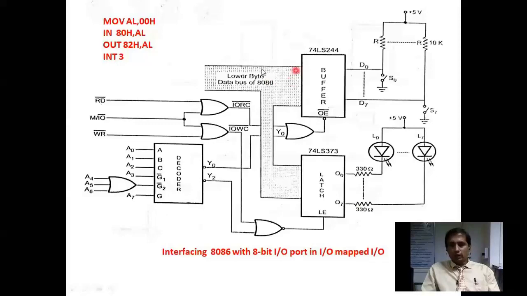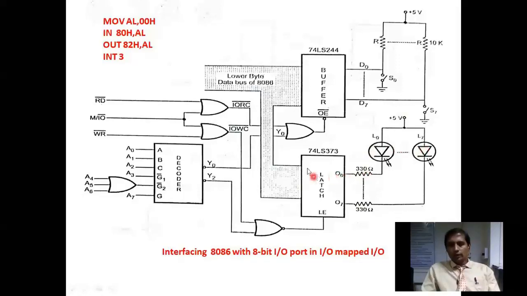After receiving the data from the input port, the lower byte of the processor transmits the same data to the latch. Whatever data is coming from the buffer, the same data is transmitted to the latch with the help of the data bus lines. What is the role of the latch? The latch takes the data from the processor and the same data is transmitted to the output device. Here we are using LEDs as the output devices. The output lines O0 to O7 are connected to 8 LEDs, L0 to L7, through resistance and voltage, so we are controlling the current in each LED.